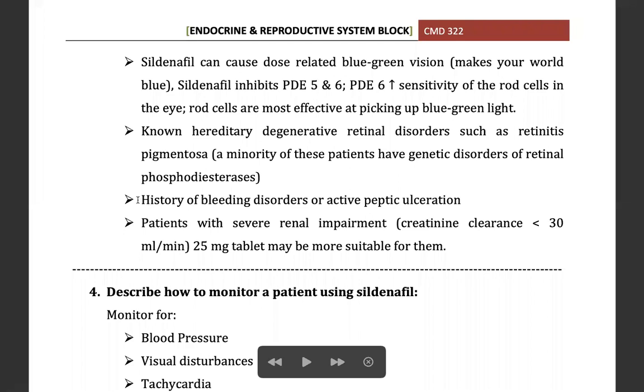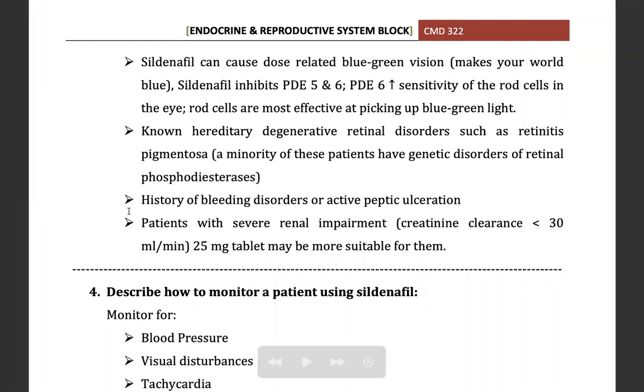Plus it should be avoided in patients with active peptic ulceration or a history of bleeding disorder, because sildenafil also has an anti-aggregatory effect, and due to this effect it may cause some bleeding in patients with peptic ulcer.